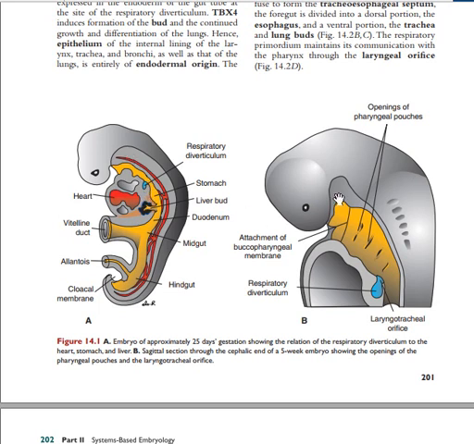Upward, you have the pharyngeal pouch, and you can see the opening of the pharyngeal pouch. This is the attachment of the buccopharyngeal membrane. Down, you have the respiratory diverticulum which comes out here, and then this is the laryngotracheal orifice. At the beginning, when the respiratory diverticulum starts to form, the larynx and the trachea are not yet differentiated.